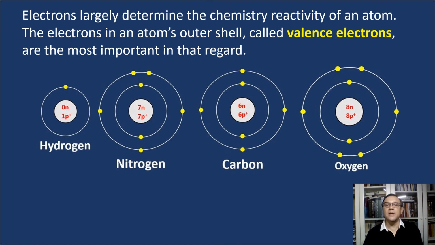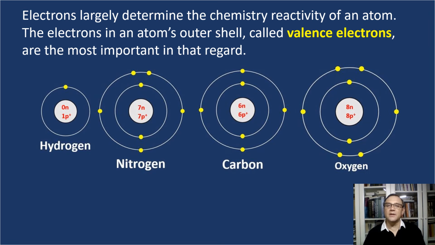Recall from our previous lecture that I asked you to focus on the unpaired electrons in the outer shell of an atom. Let's take nitrogen as an example. It has 3 unpaired electrons in its outer shell. Carbon, on the other hand, has 4 unpaired electrons. And oxygen has 2. These unpaired electrons determine the atom's reactivity and ability to form bonds.